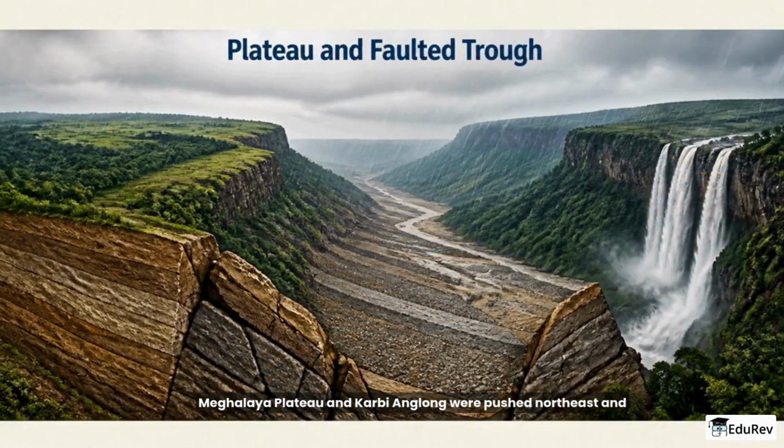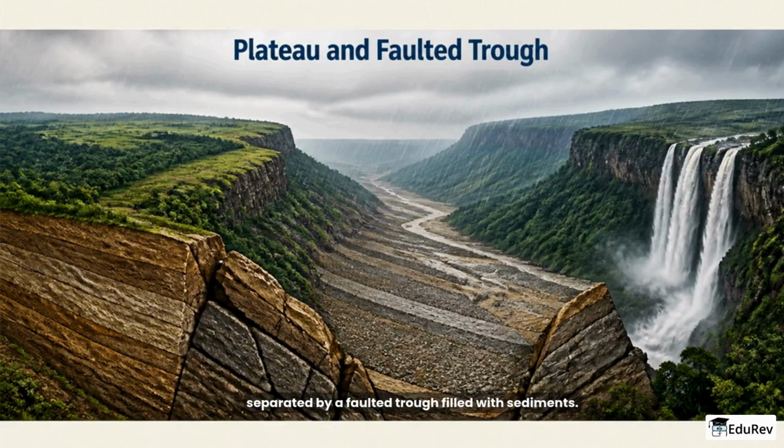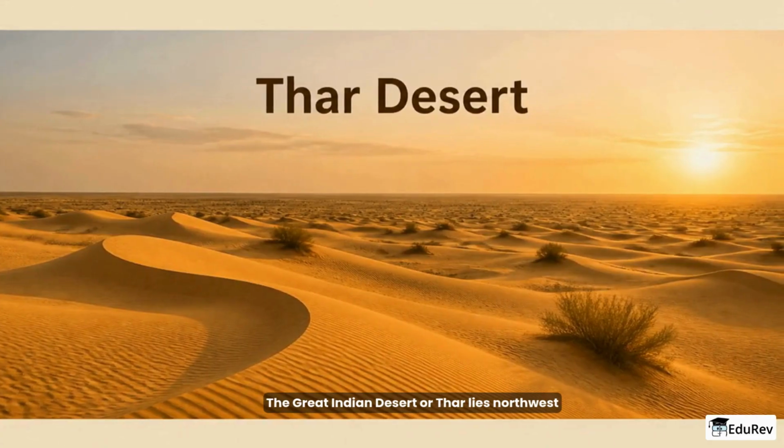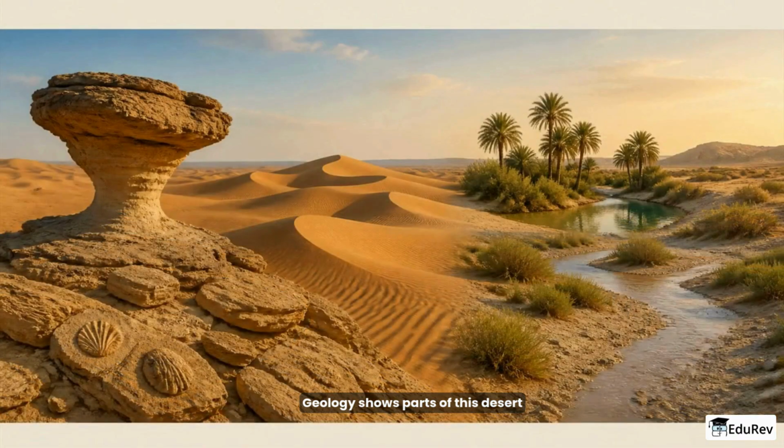The Meghalaya Plateau and Karbi Anglong were pushed northeast and separated by a faulted trough filled with sediments. This region has minerals and heavy monsoon erosion, as at Cherrapunji. The Great Indian Desert, or Thar, lies northwest of the Aravalli, with undulating sand, crescentic barchan dunes, and very low annual rainfall, often below 150 millimeters. Geology shows parts of this desert were once under the sea long ago, leaving marine deposits. Today, wind and weathering form mushroom rocks, shifting dunes and oases, and temporary streams like the Luni.